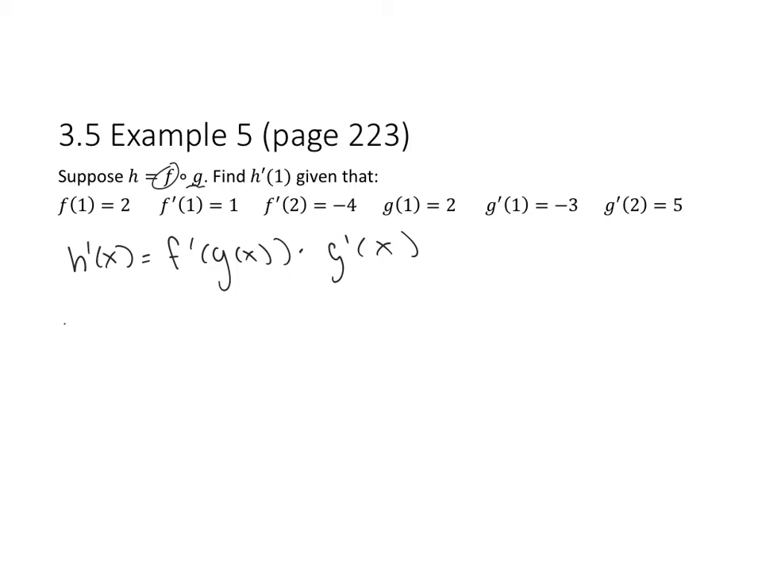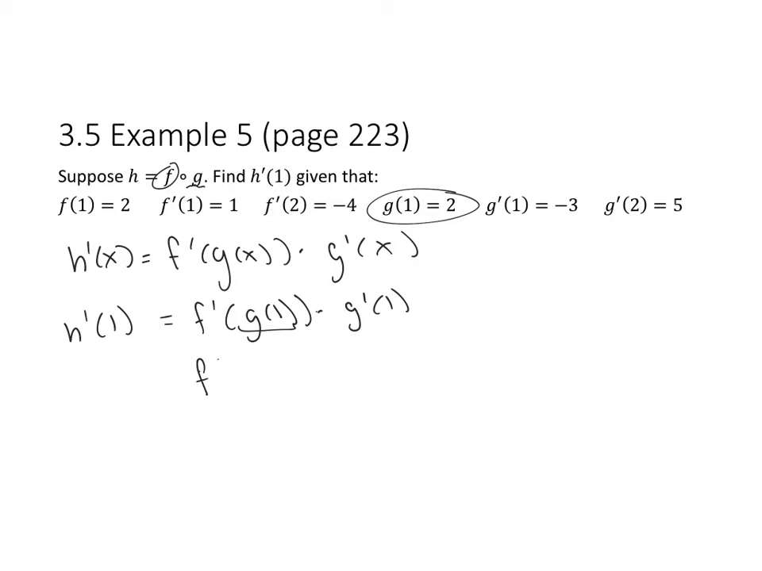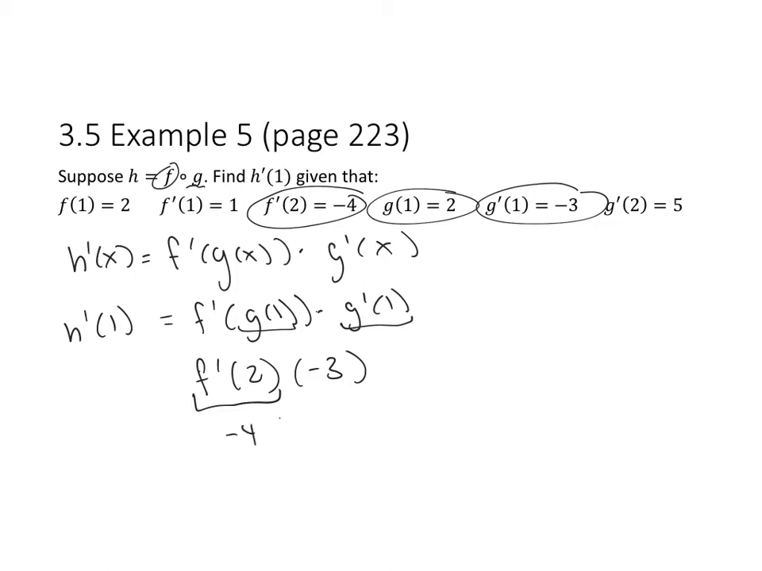Now let's plug in the 1. h prime of 1 is f prime of g of 1 times g prime of 1. So g of 1 they gave me here is 2, so f prime of 2, and g prime of 1 they gave me here is negative 3. Now I need to find f prime of 2. They gave that to me right here at negative 4. So negative 4 times negative 3, the derivative of this composite function is positive 12.